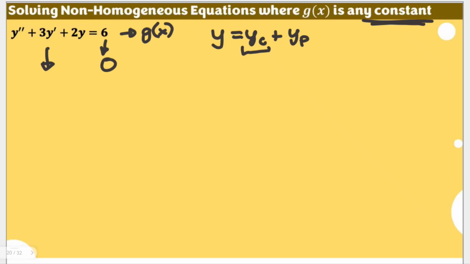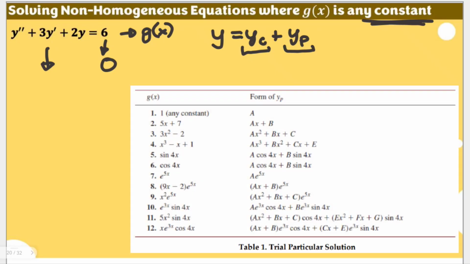Now, what about y sub p? Y sub p, to be added on our y sub c, is actually a particular solution when we use this type of table presented here. This table shows the different forms of y sub p depending on whatever our g of x would be. And since our g of x is a constant, let's look at number 1. We'll be using y sub p in the form of A. Later, we will not be sticking with A because we will be solving the value of A to be added to our y sub c.